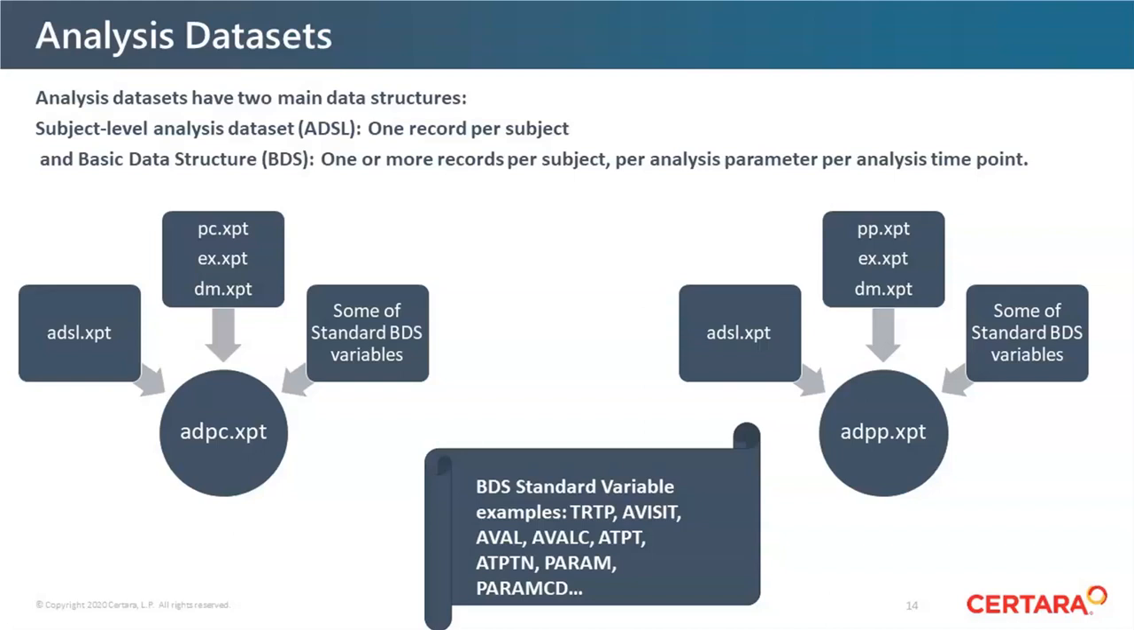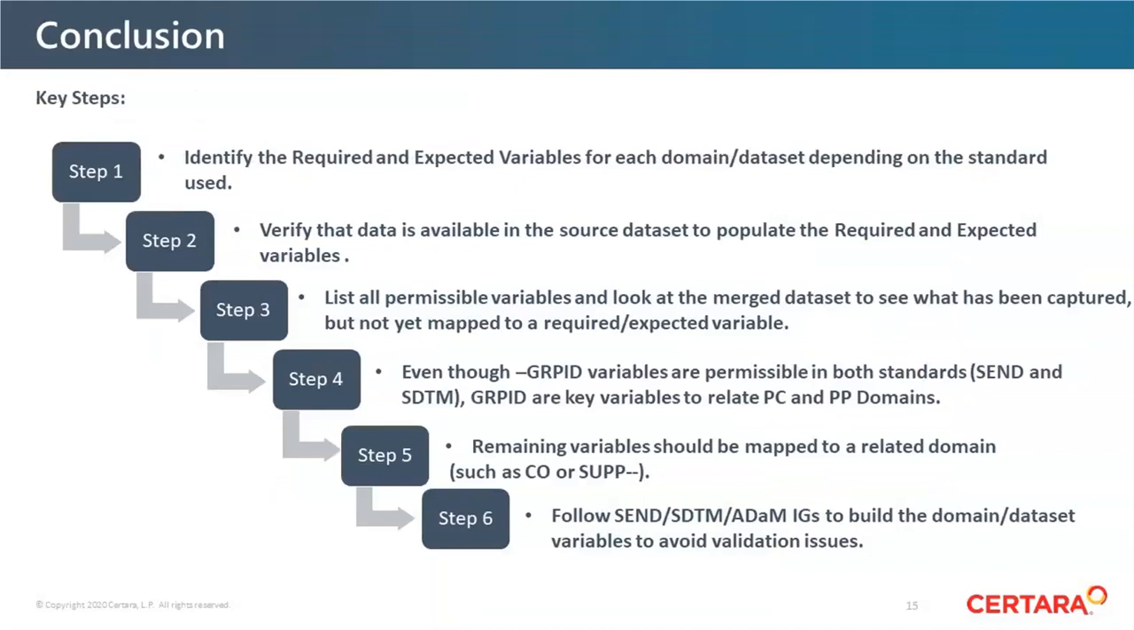And the key steps here, I've defined them in 6 steps. The first one is to identify the required and expected variables for each domain dataset depending on the standard used. The second step is to verify that data is available in the source dataset to populate the required and expected variables. If the expected variable is null, we need to make sure that we document why it's null, either in the study data reviewer's guide or in the define files.